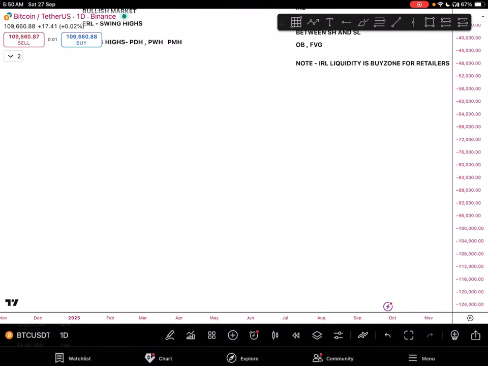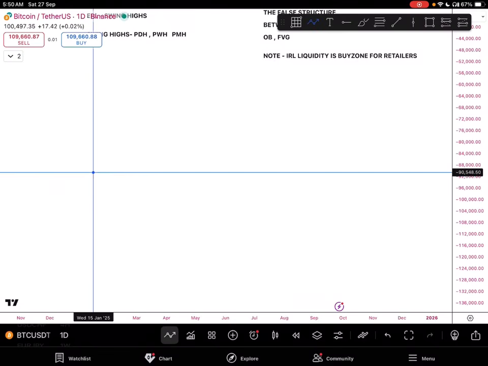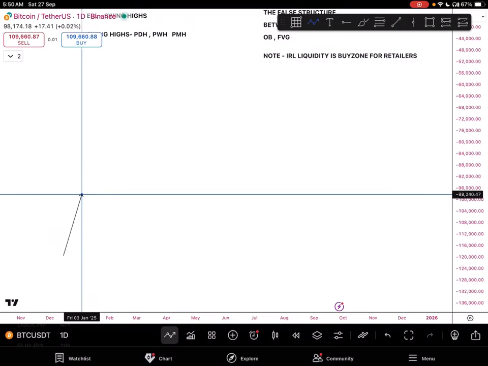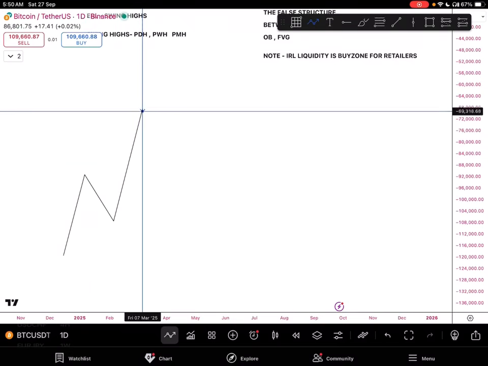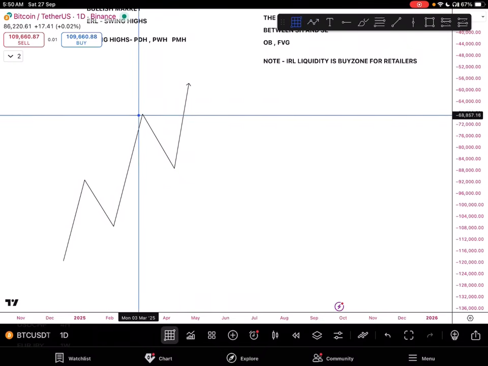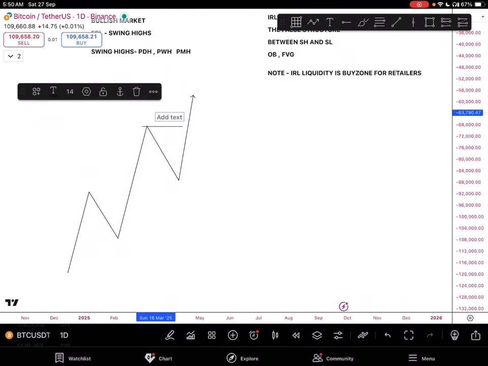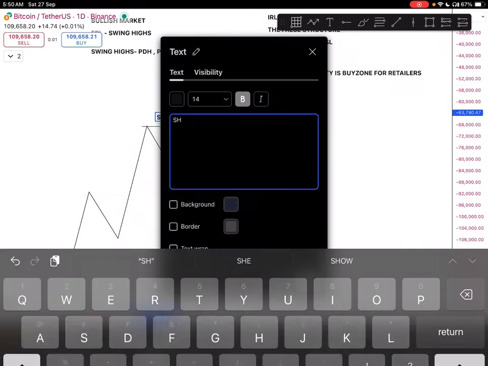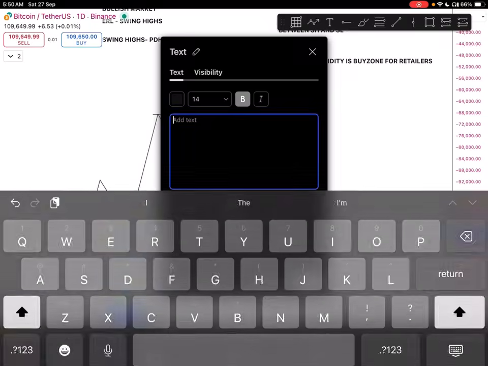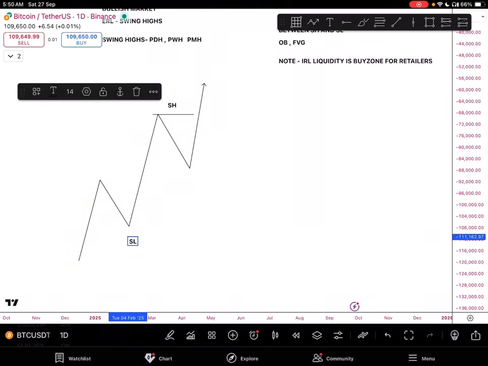So after that, you need to concentrate on this. Sorry, we have a bullish structure here. So this is a bullish structure. We know that after taking the swing high, so this is what we call the swing high, right? And this is what we call the swing low.